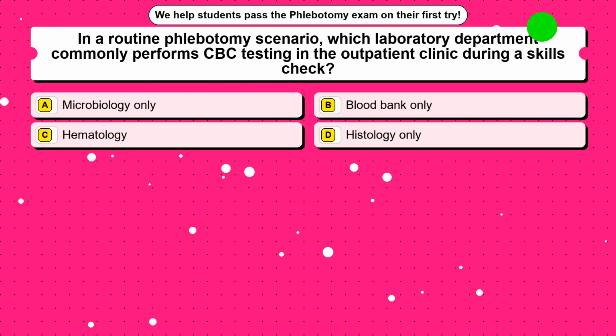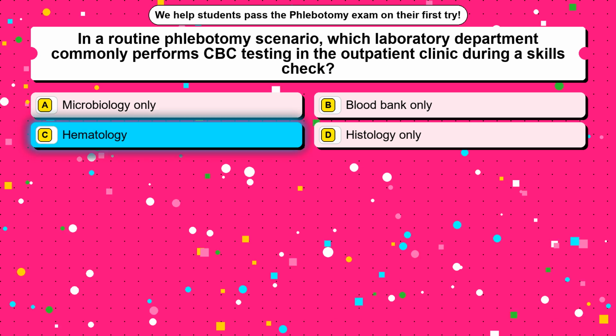Question 94. In a routine phlebotomy scenario, which laboratory department commonly performs CBC testing in the outpatient clinic during a skills check? Option A. Microbiology only. Option B. Blood bank only. Option C. Hematology. Option D. Histology only. The correct answer is option C.